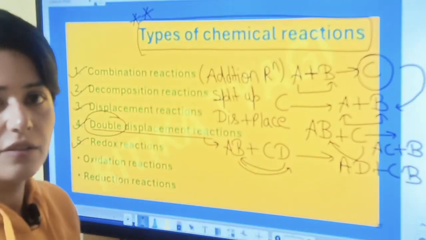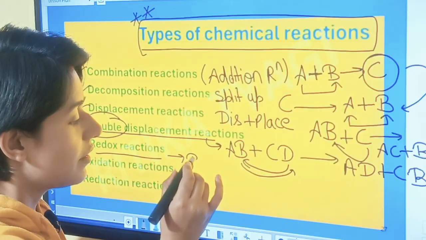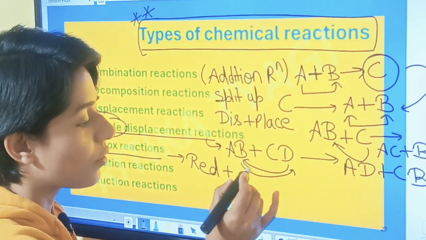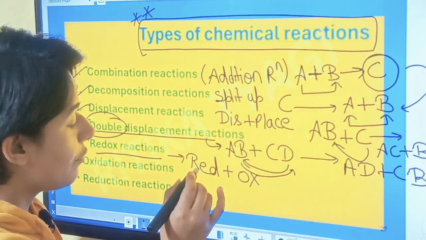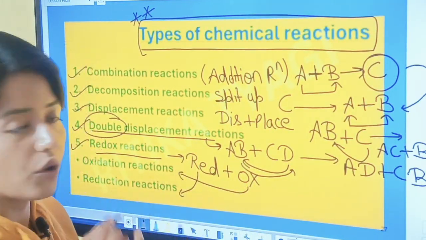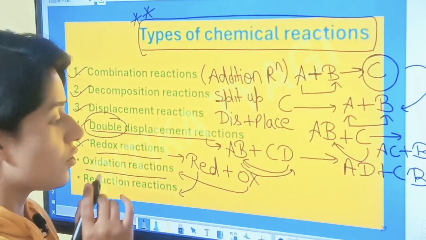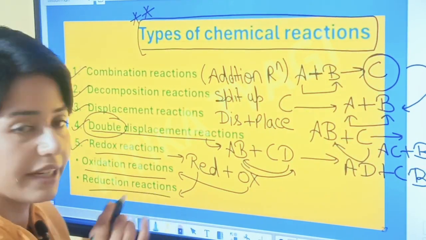The fifth type of reaction which we are going to discuss is redox reaction. As the name suggests, redox, red plus ox, means the first kind of reaction is reduction and the second is oxidation. So it involves two types of reactions, that is oxidation and reduction.